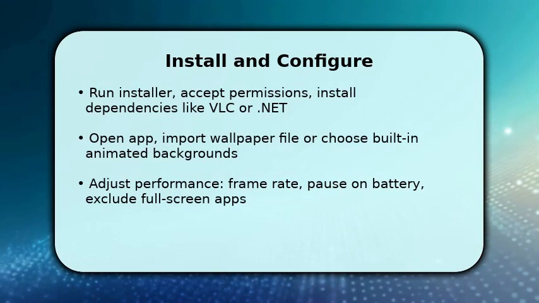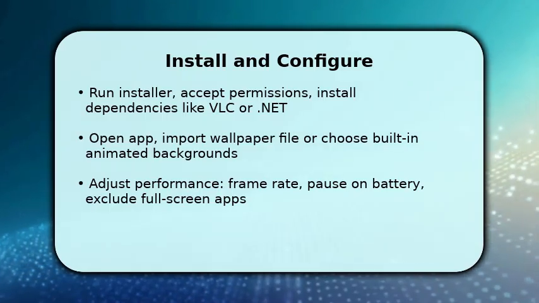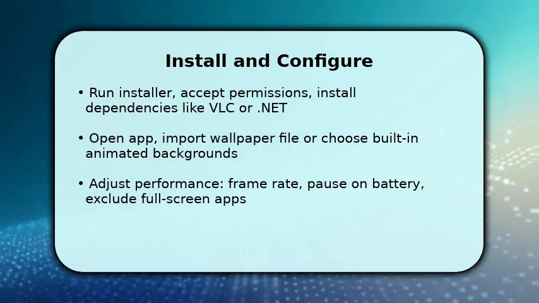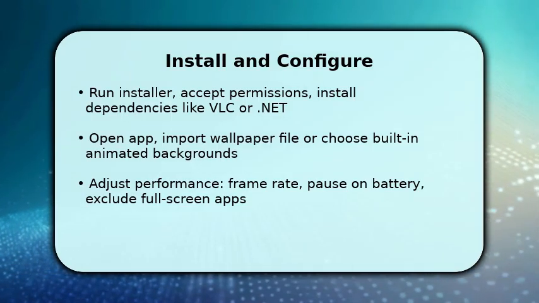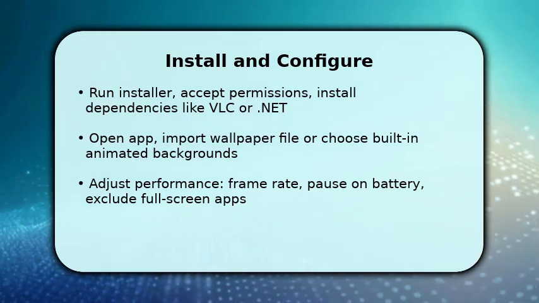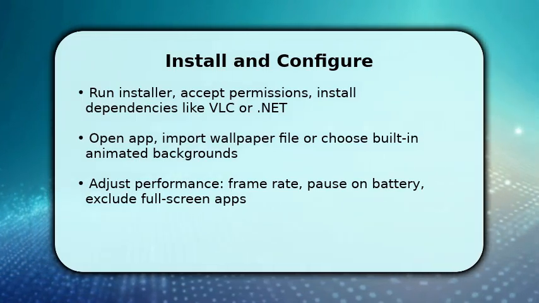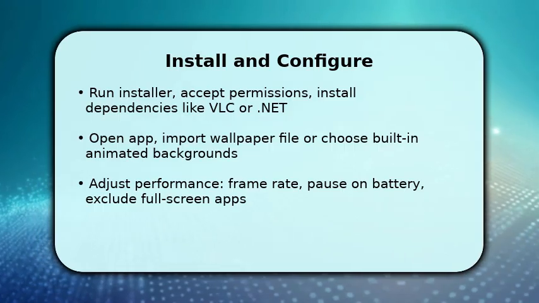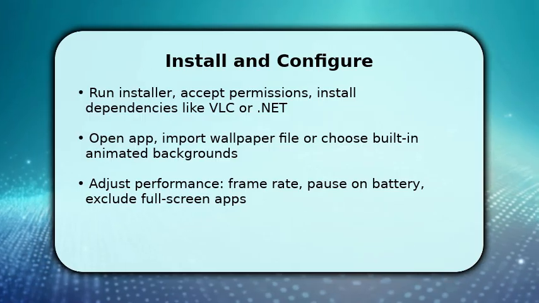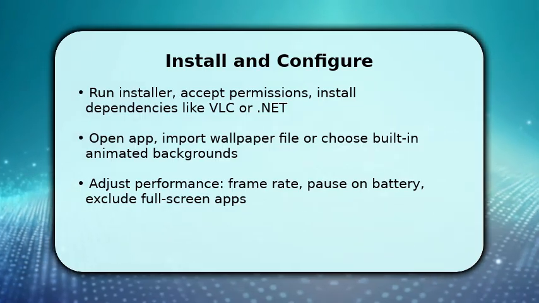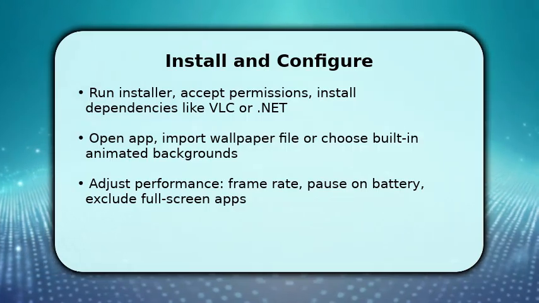Open the installed app and import your chosen live wallpaper file or select a built-in animation. This is where format matters, so use supported video or HTML5 files. Once imported, configure playback options, set frame rate limits, and choose whether wallpapers pause during full-screen apps or on battery saver. Make sure the app is set to start with Windows if you want persistence. These settings balance visual quality and system performance, keeping your desktop smooth without draining resources.